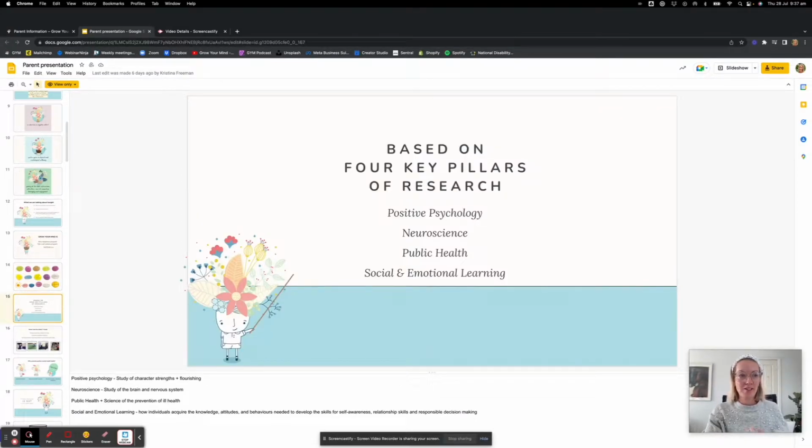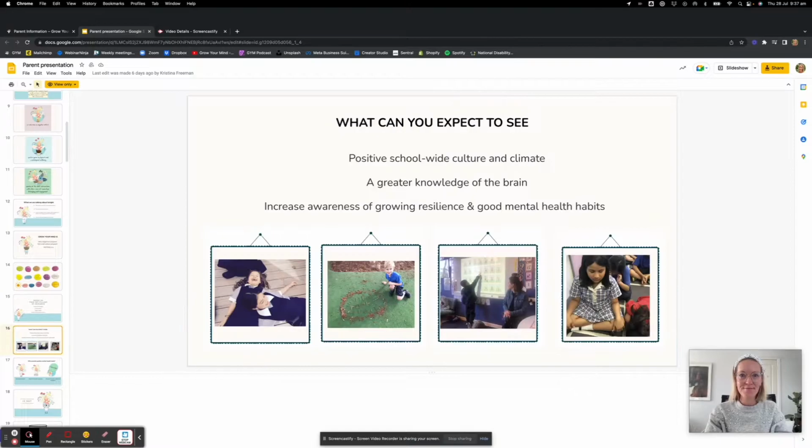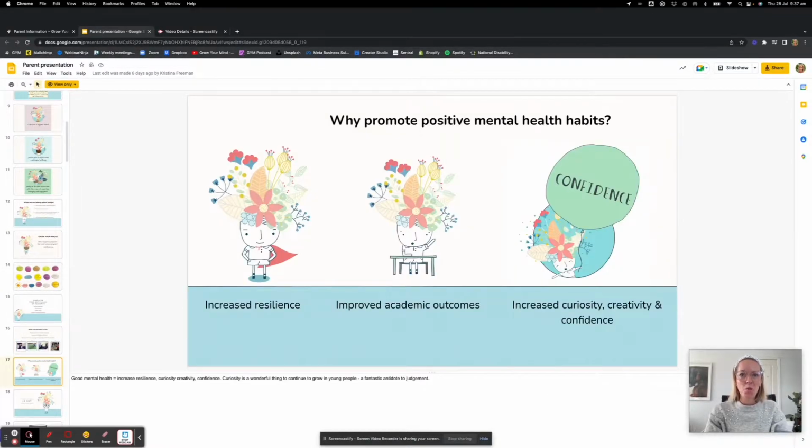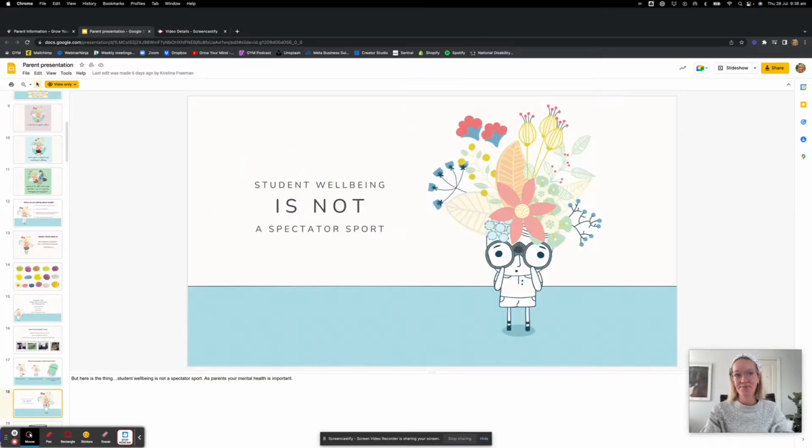Grow Your Mind is based on the 4 key pillars of research, and there's some information in the box down there about those. What parents can expect to see at school, and why. Why are we doing this as a school? Why have we chosen to focus on and promote positive mental health habits? And you might have a few examples of what you see in the classroom if you wish there.